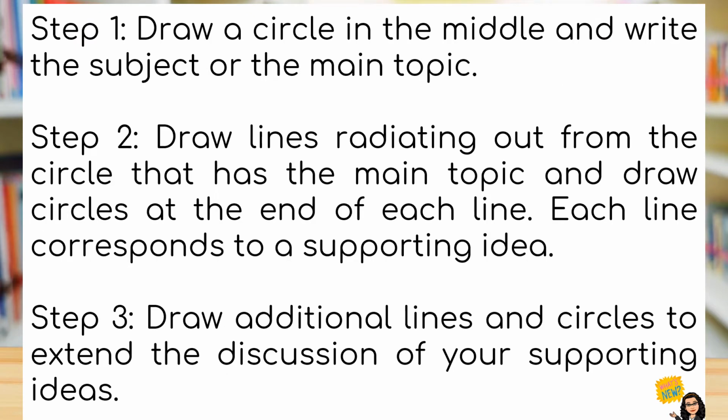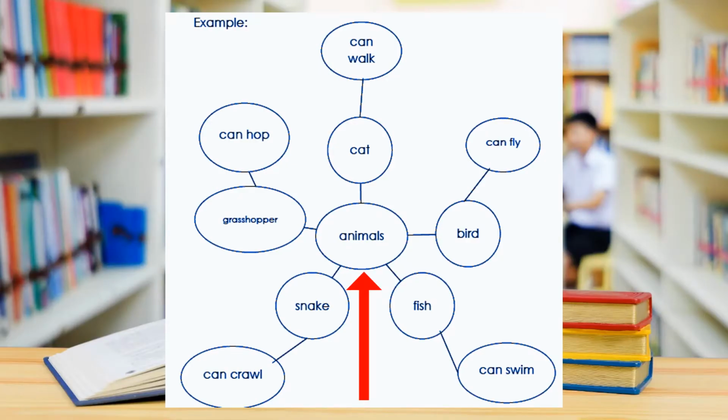Step 1. Draw a circle in the middle and write the subject or the main topic. Step 2. Draw lines radiating out from the circle that has the main topic and draw circles at the end of each line. Each line corresponds to a supporting idea. Step 3. Draw additional lines and circles to extend the discussion of your supporting ideas. This is an example of webbing. The first step is animals. This is the main topic. The third step.